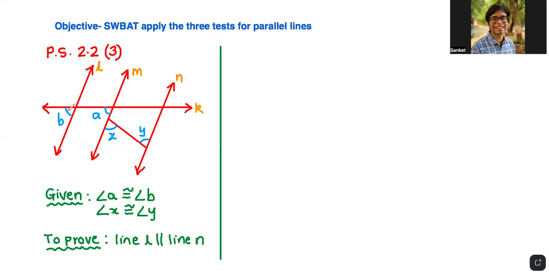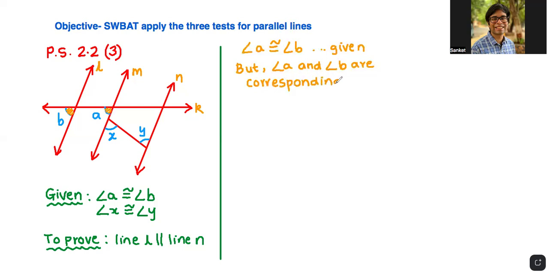Let's start with what we have been given. We have been given that angle B and angle A are congruent to each other, but I can see that these two are corresponding angles, right? So let me first write angle A congruent to angle B. It's given, but angle A and angle B are corresponding angles.